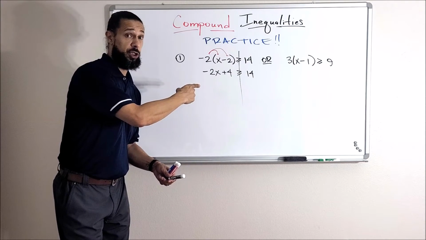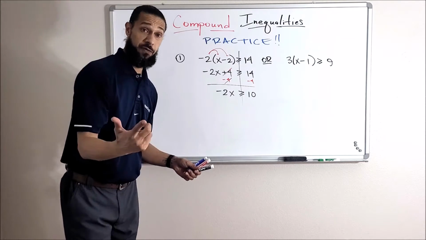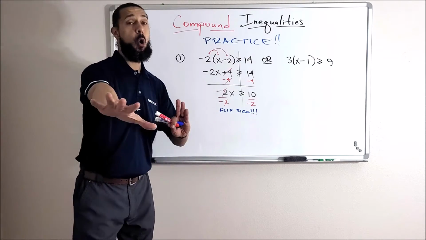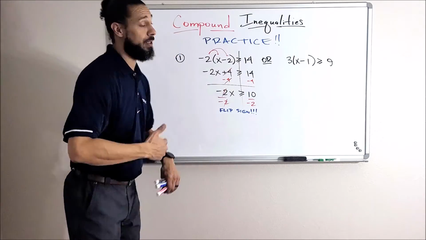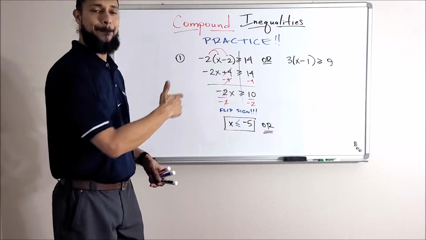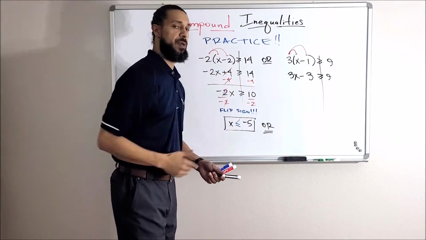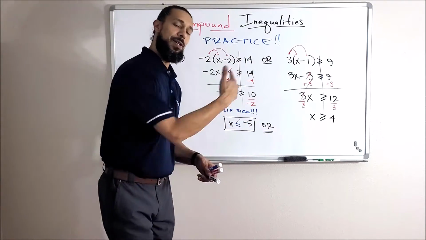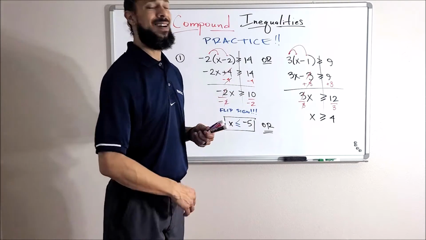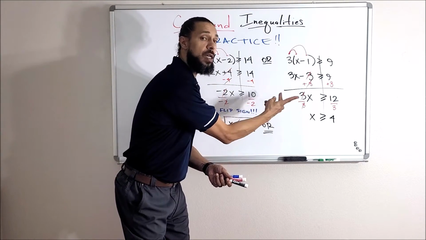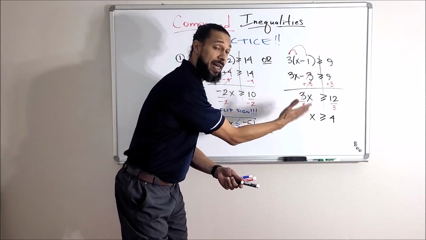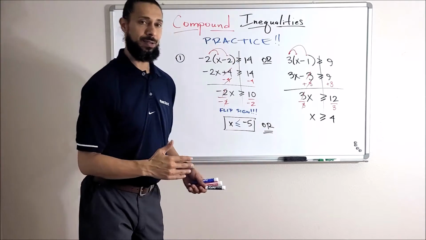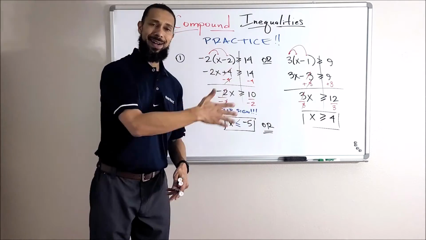Distribute, good. Subtract 4 from both sides, good. Divide both sides by 2, but whoa, flip that sign. I'm going to burn through this one too. Distribute, add 3 to both sides, divide both sides by 3. Now, I didn't have to flip this sign this time because I didn't divide by a negative number. Only when you divide by a negative number. No flipping. And that's it.